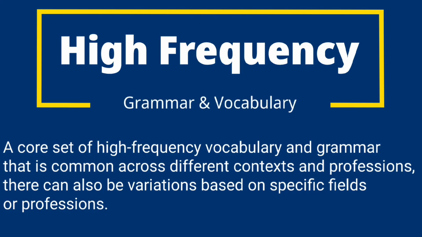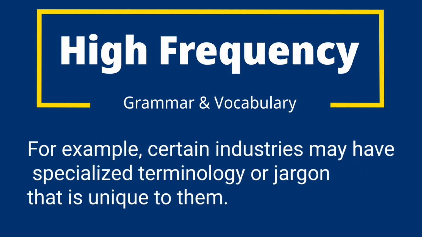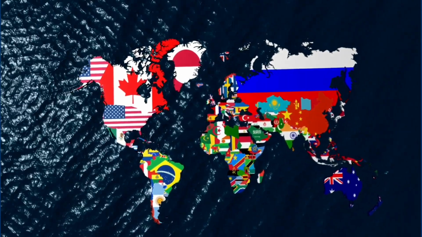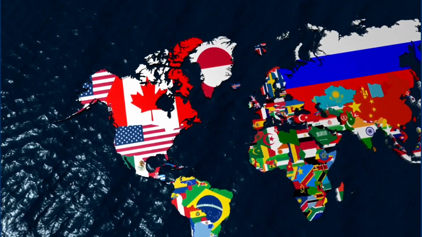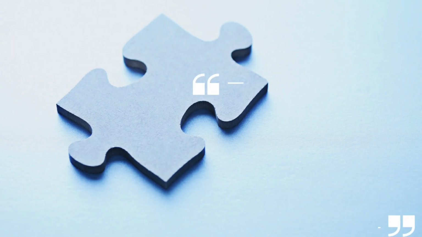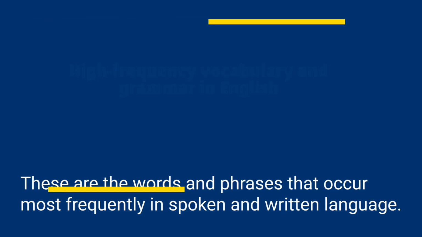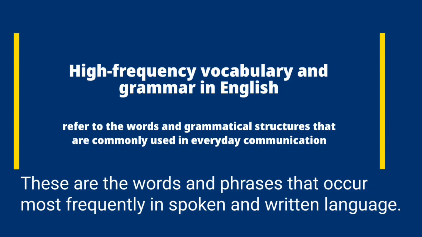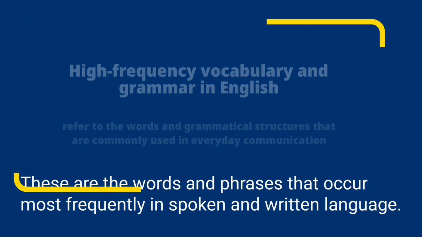The set of high frequency vocabulary and grammar is common across different contexts and professions, but there can also be variation based on a specific field or profession. For example, certain industries may have specialized terminology or jargon that is unique to them. Additionally, different varieties of English such as British English and American English may have some differences in high frequency vocabulary and grammar. In short, high frequency vocabulary and grammar in English refers to the words and grammatical structures that are commonly used in everyday communication, and these are words and phrases that occur most frequently in spoken and written language.